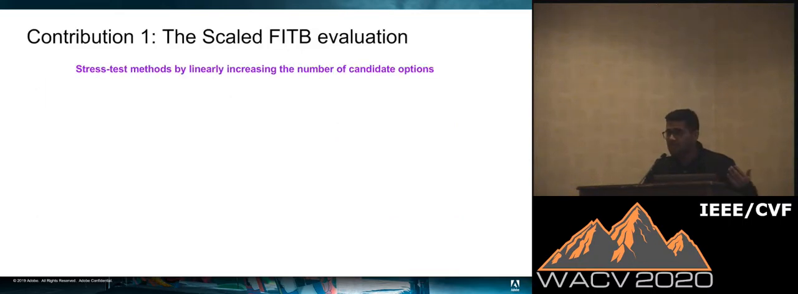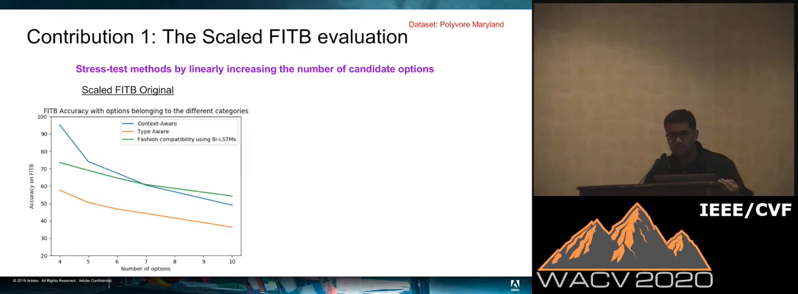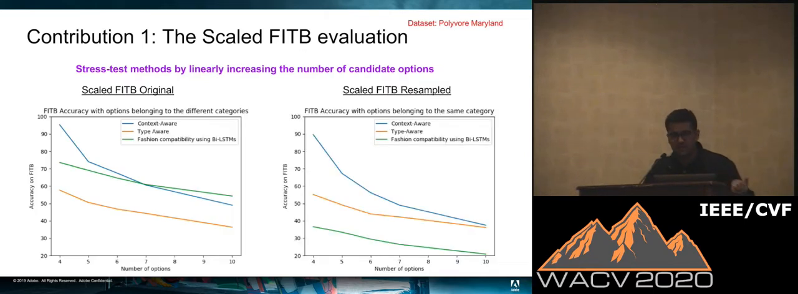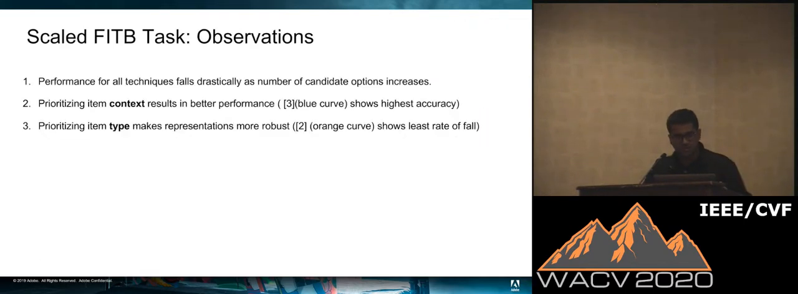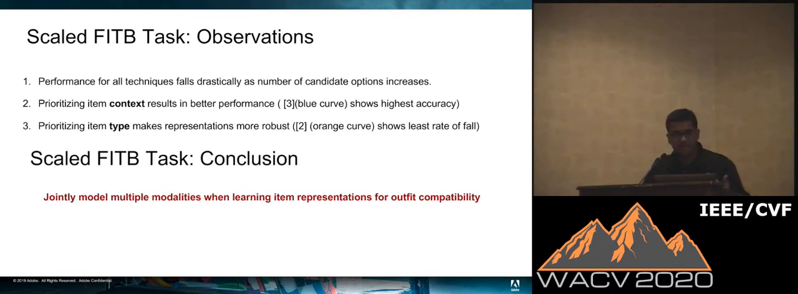First we stress tested existing methods by linearly increasing the number of candidates and evaluated both configurations. We saw that while performance for all methods falls drastically as the number of candidates increases, methods that prioritized item context by using graph neural networks showed the highest accuracy, and prioritizing item type made representations more robust by decreasing the rate of fall.